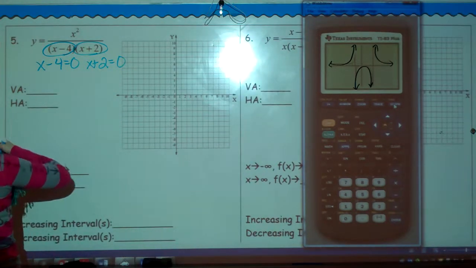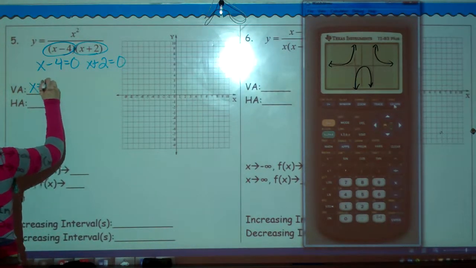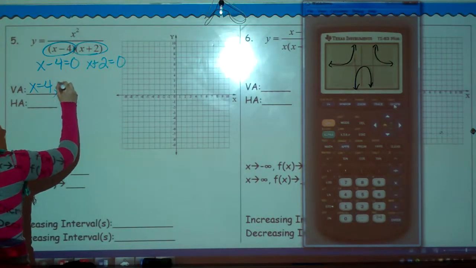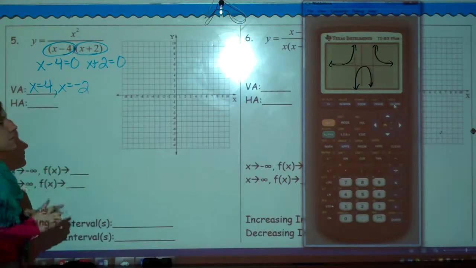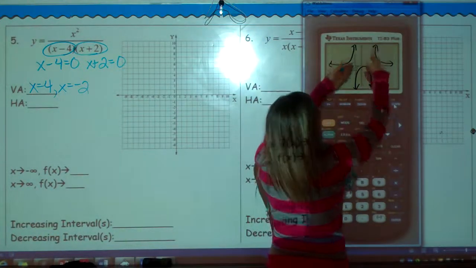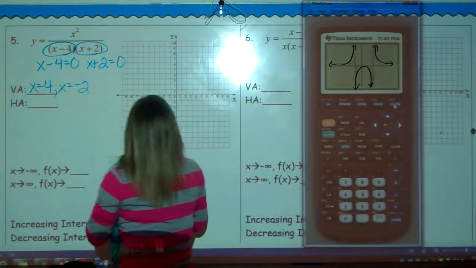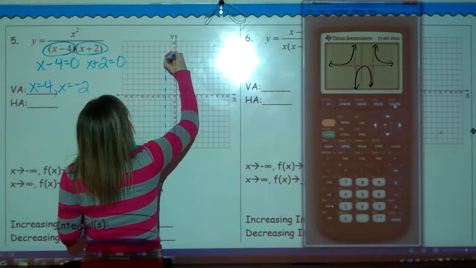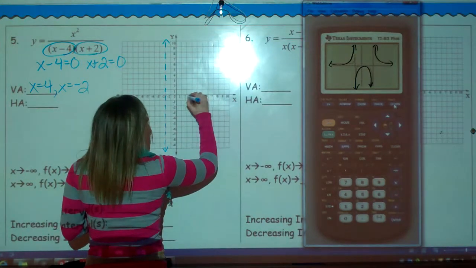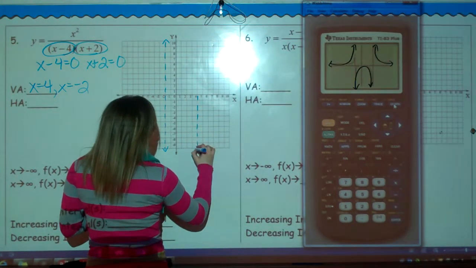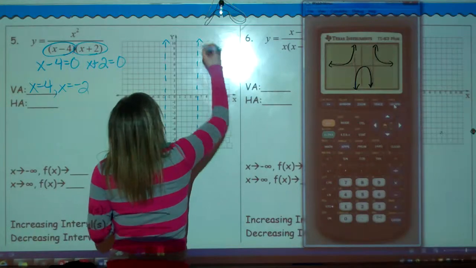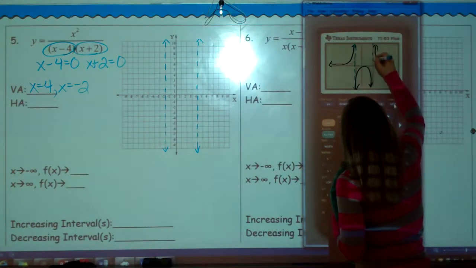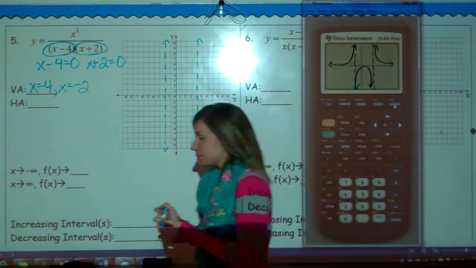So if that is 0, then x is 4. And if this is 0 and I solve it, that means x is negative 2. So those are the two vertical lines that we see, negative 2 and positive 4. Okay, so that is what these lines are. This one is negative 2 and that one is positive 4.